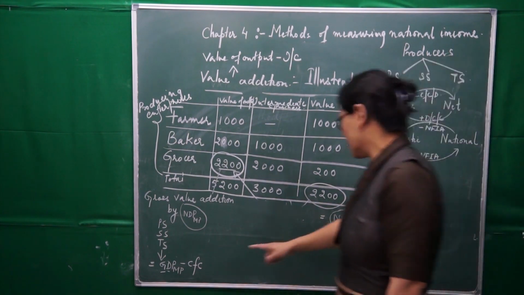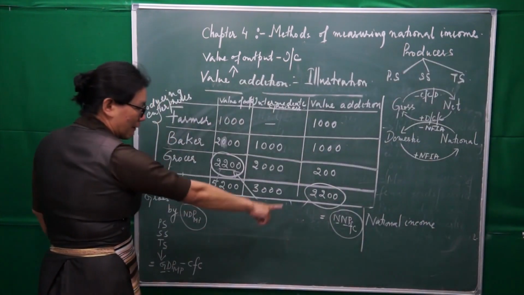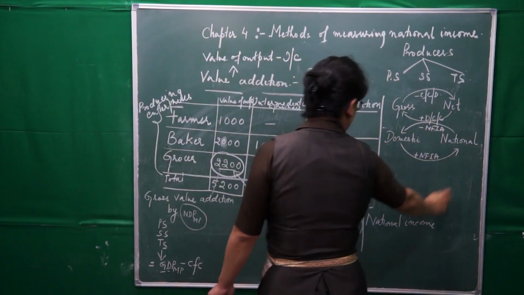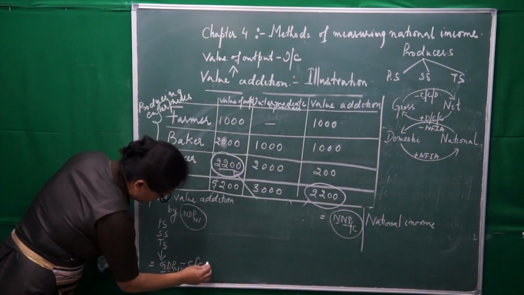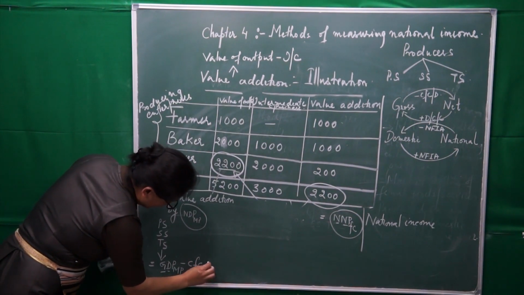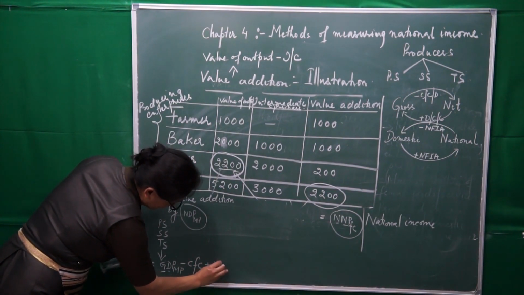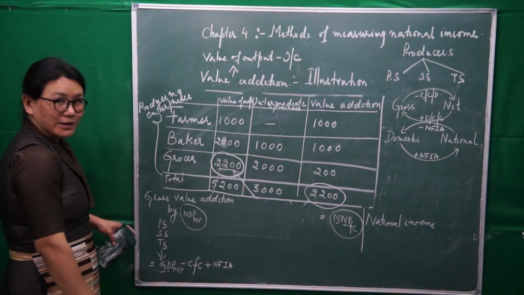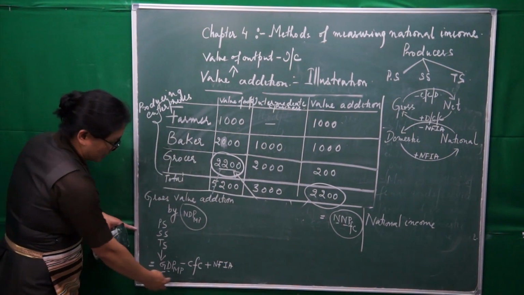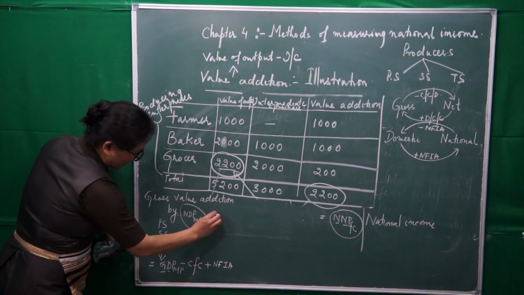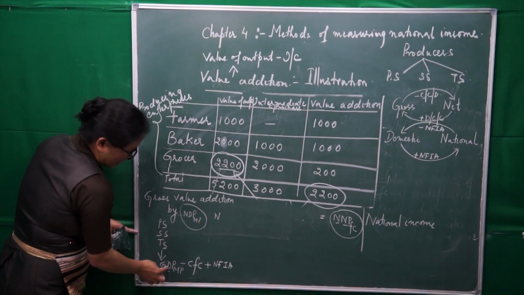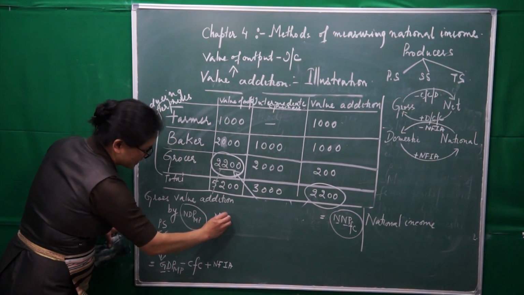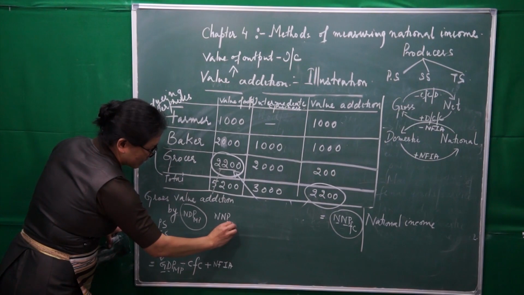Okay, so now see here. This is D and N. So we need to convert this domestic into national. So what we have to do here? We have to add NFIA. If we are adding this NFIA, now see here, next one will be N, already changed. Now D plus NFIA has become N, right? So NNP at market price.